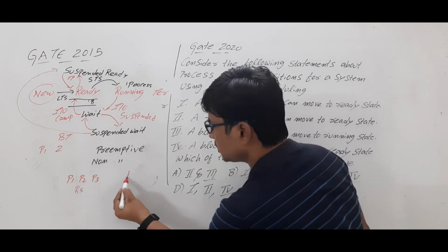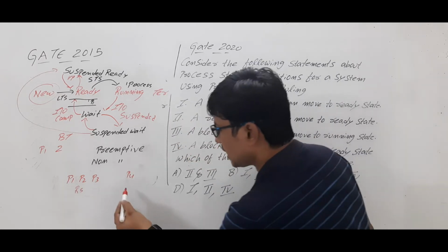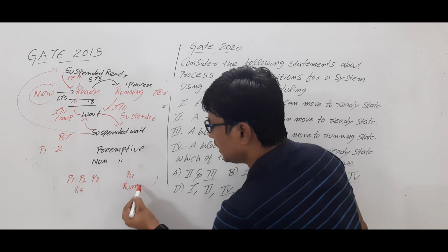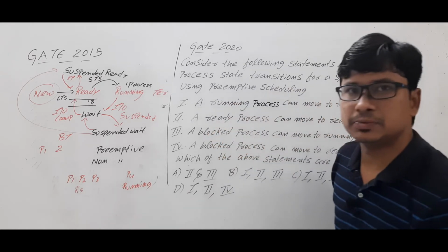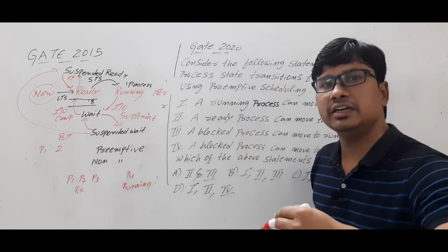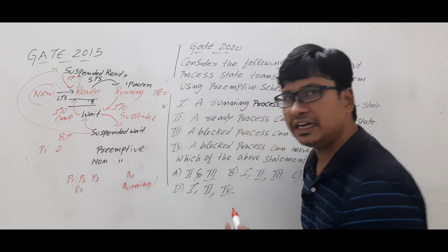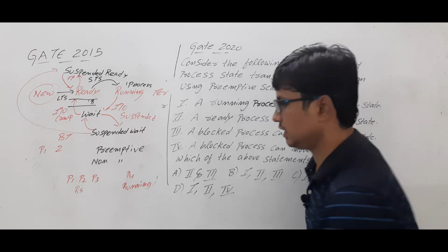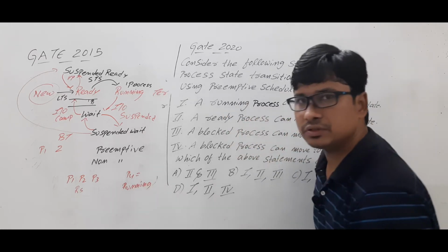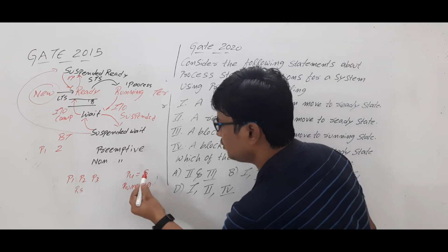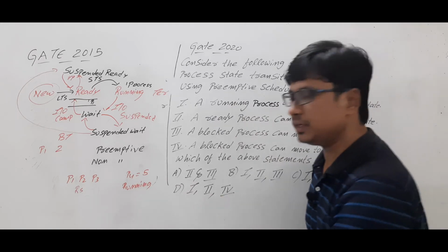And let's assume that process P4 is currently running. Let's assume that I will discuss with respect to the shortest remaining time scheduling algorithm, which is a preemptive scheduling algorithm. The criteria for that scheduling algorithm is burst time. Let's assume that the process P4 needs 5 units of CPU to complete its task.